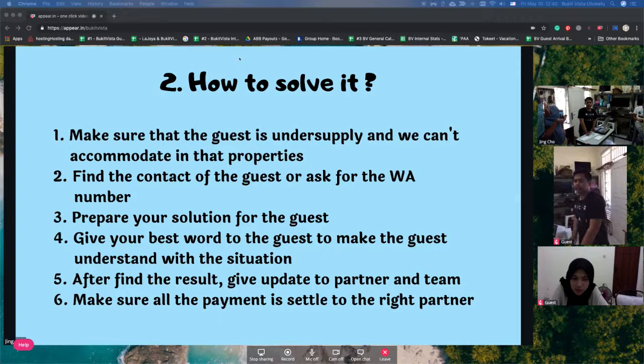And then the fifth is, after you find the result, you have to give an update to the team and then the owner. Whenever the result is a refund or a new property, you have to update the finance and the owner. We tell the owner of the previous property that we already accommodated this guest in another property. I hope this is not going to happen again in the property, so hopefully you always update the calendar. We cannot always help you in this case, but we can try to give the best solution for every problem here.